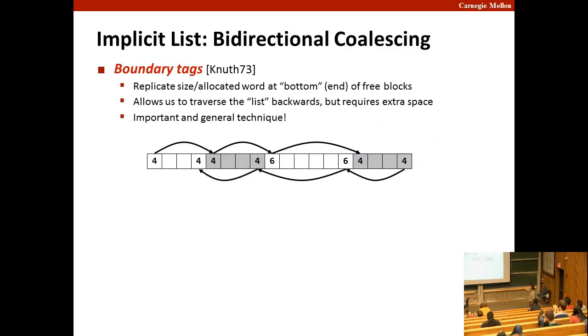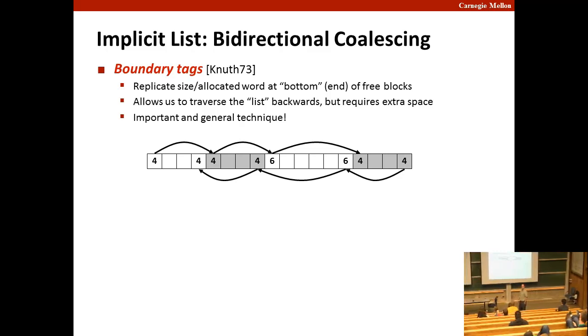To deal with this, I want a header and a footer. Now I can move forward and backward. Because if I start out at my header and I back up by the size of the footer, I now have my predecessor's size. And if I know that my predecessor's size is 4, I can back up to get to its header. Do you see that?